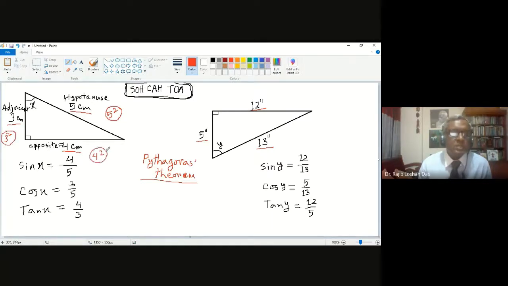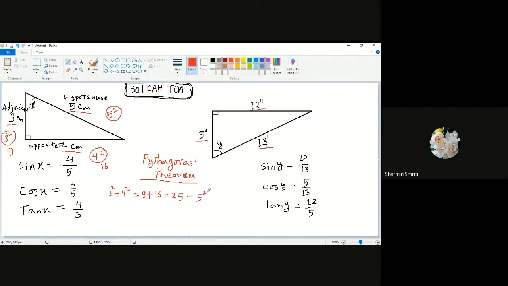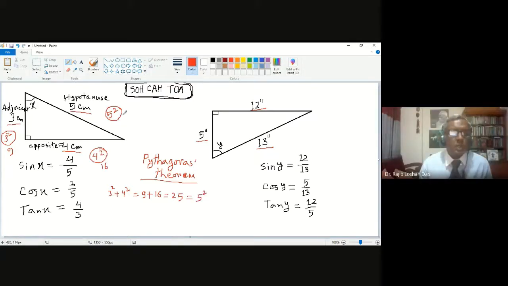So what is 3 square? It is 9. What is 4 square? It is 16. So what will be the plus? That means 3 square plus 4 square, so it will be 9 plus 16. 9 plus 16 means 25. So 25 means 5 square, the hypotenuse square. So it is working fine. So this is correct.